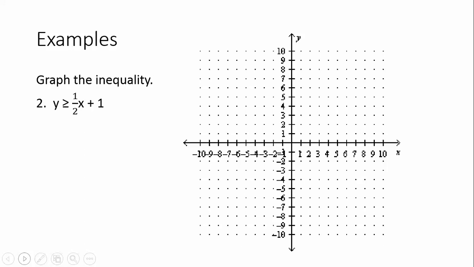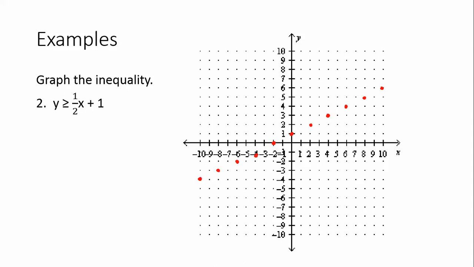Let's look at number 2. We have y is greater than or equal to 1/2 x plus 1. So we're going to start at positive 1. Up 1 and over 2 in the positive direction, so our line has positive slope. Down 1 and over 2 to the left, our graph has positive slope still this way.